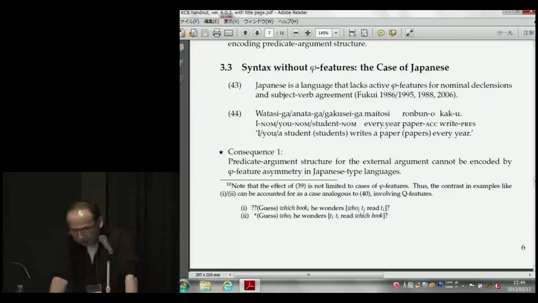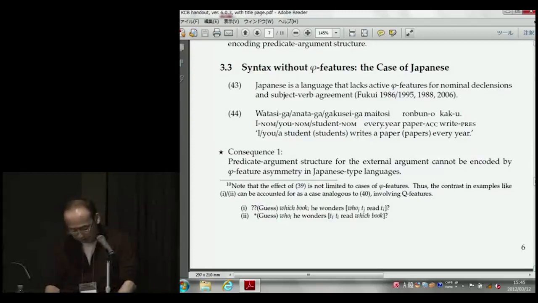Well, syntax without phi features, that's a kind of good old topic for me. It is known that Japanese is a language that exhibits no active phi features for nominal declension and subject-verb agreement. Thus, regardless of the semantic person, number, and gender of the subject NP, the verb form always stays the same, as exemplified in 44. That's a familiar example. Well, based on this traditional observation, I put forth a long time ago the hypothesis that Japanese is a language that lacks phi features in its lexicon.